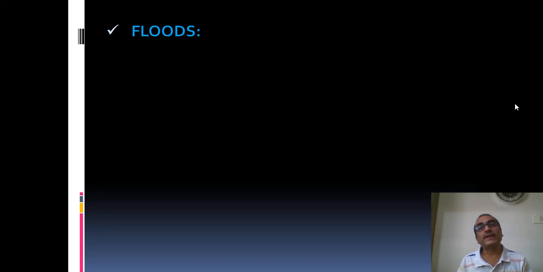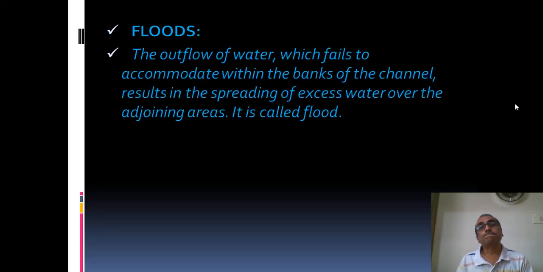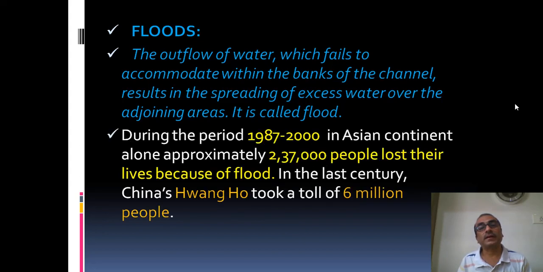Let's talk about the floods. The outflow of water, let us go to this definition. The outflow of water which fails to accommodate within the banks of the channels results in spreading of excess water over the adjoining areas. So this is what is called a flood. So we have discussed the flood in an earlier lecture also.